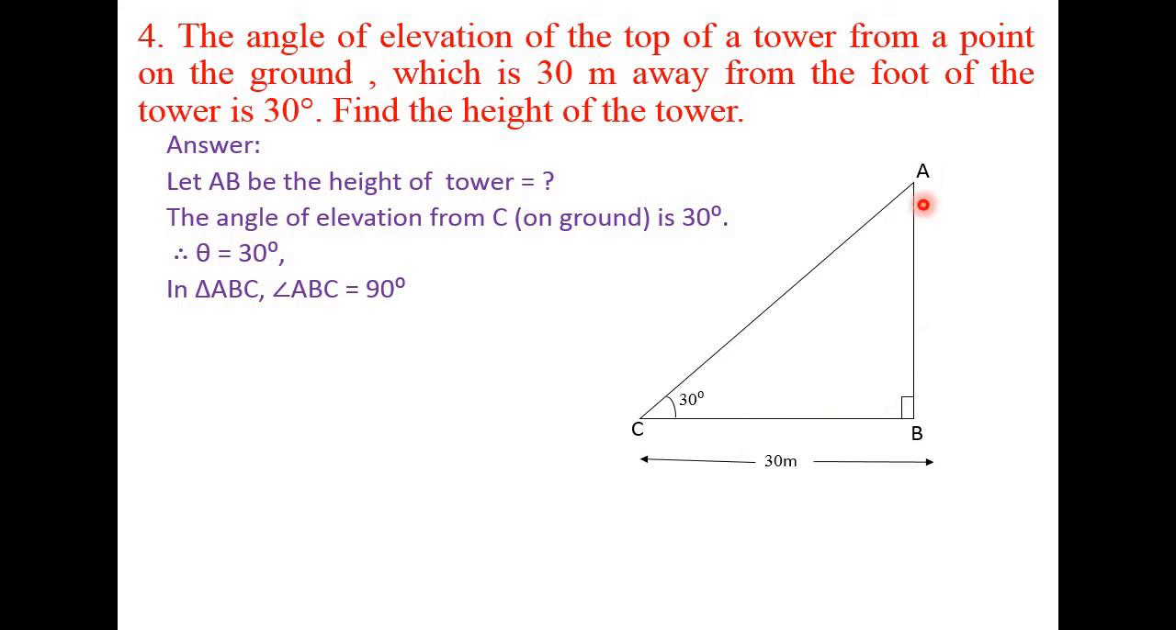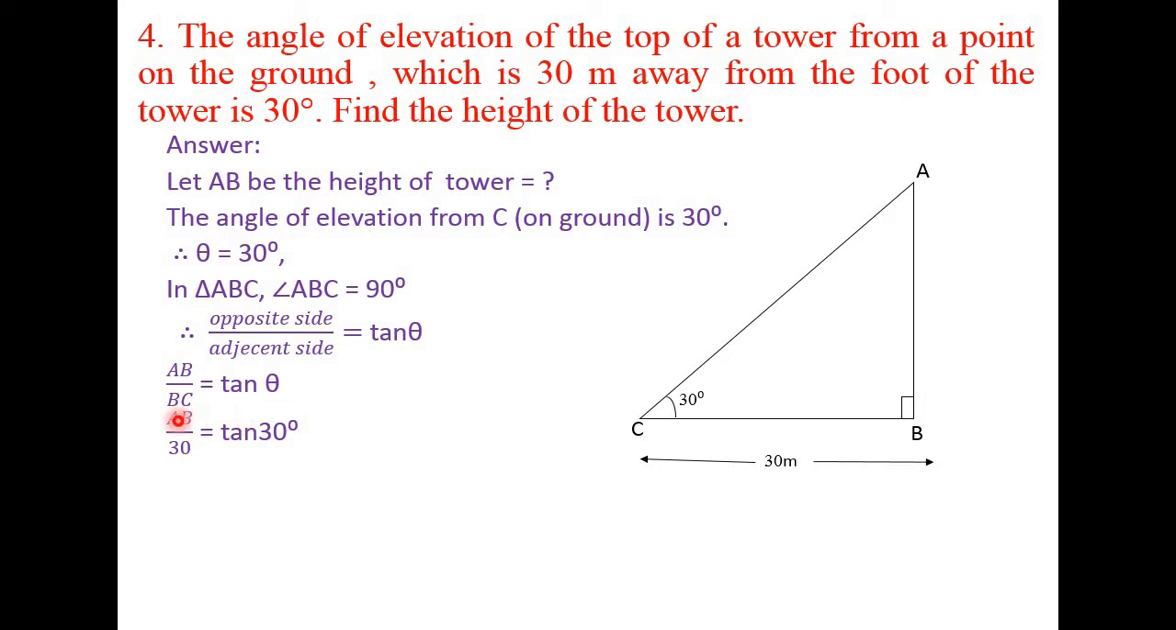In this figure, angle ABC is equal to 90 degrees. We can take tan theta is equal to opposite divided by adjacent. The opposite side is AB, and BC is the adjacent. So the ratio tan theta is nothing but opposite divided by adjacent, which is AB divided by BC.